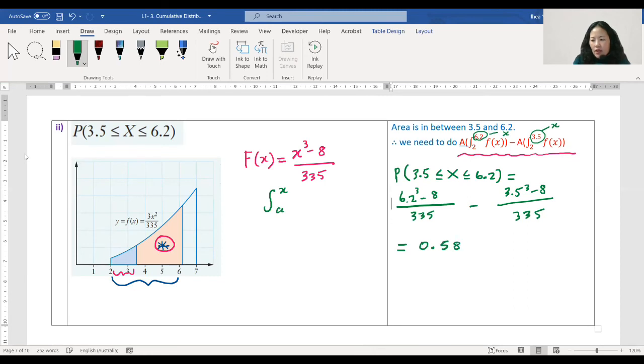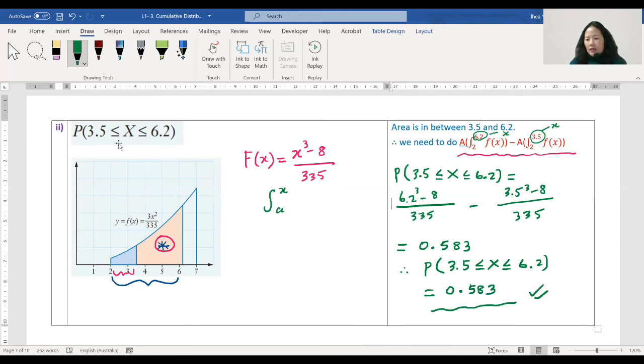Now put all that in your calculator, you will get 0.583. So therefore, when you write it, make sure you write it in terms of a probability, okay? Not f of x or other things. Equals 0.583. That's all. Next, we're going to the mode.